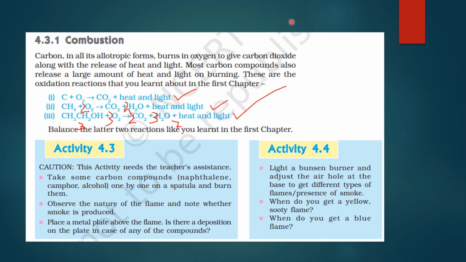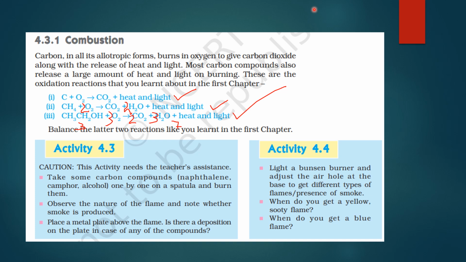Next is camphor. Camphor will burn with a bright smoky flame, produce moderate amounts of smoke, and leave a light deposition on the metal plate. Next is alcohol. Alcohol will burn with a blue clean flame, producing no visible smoke and leaving no deposition on the plate as it undergoes complete combustion.